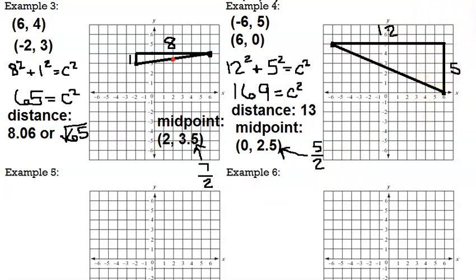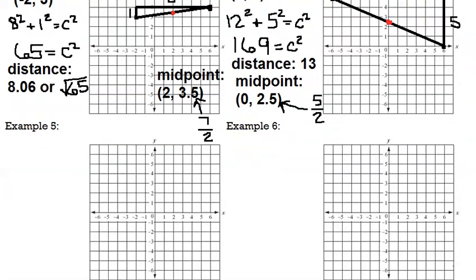So we go to 0 and 2.5 on our graph just to double check. Desmos actually does that as well. You ask it for the midpoint and it will graph it for you, and you can double check and make sure it's what you were looking for. Okay, so hopefully that's helpful here.